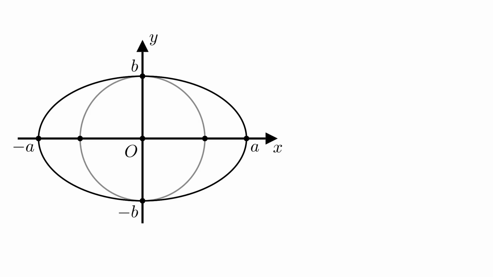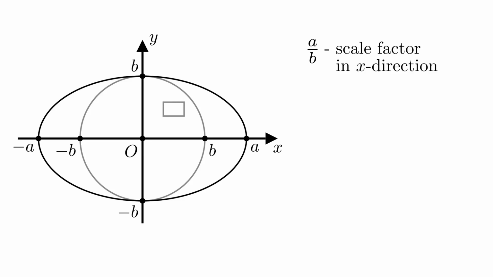Then the circle intersects the x-axis at negative b and b. We stretched the circle in the x direction in such a way that this line segment of length b transformed into this line segment of length a, which means that a over b is the scale factor in the x direction. To see how this affects area, we'll first look at a rectangle whose sides are parallel to the axis.